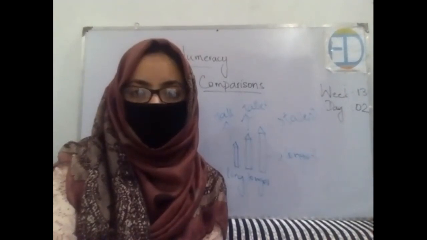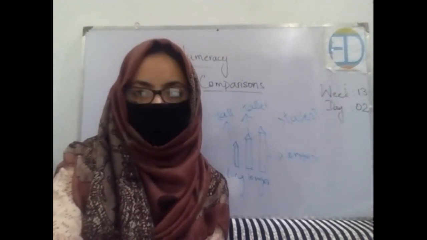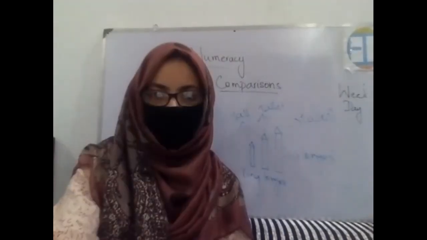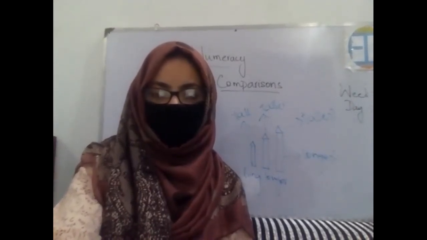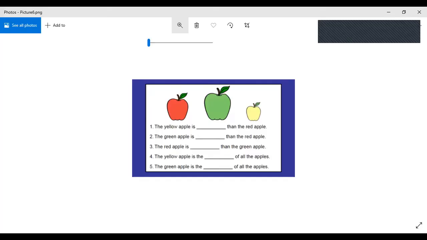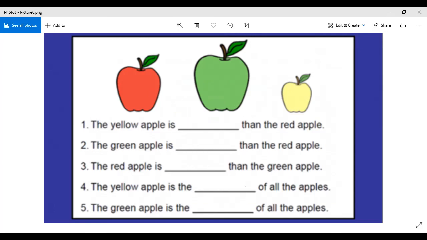Now, I'm going to share the screen again with you. Before ending the class, let's do this small activity. Show me a thumbs up. Is it visible? Okay, great. Now see here we have three apples, the one in red color, the one in green, and finally the one in yellow color. Got it? So what you are supposed to do is use the word than now, okay? The yellow apple is dash than the red apple.